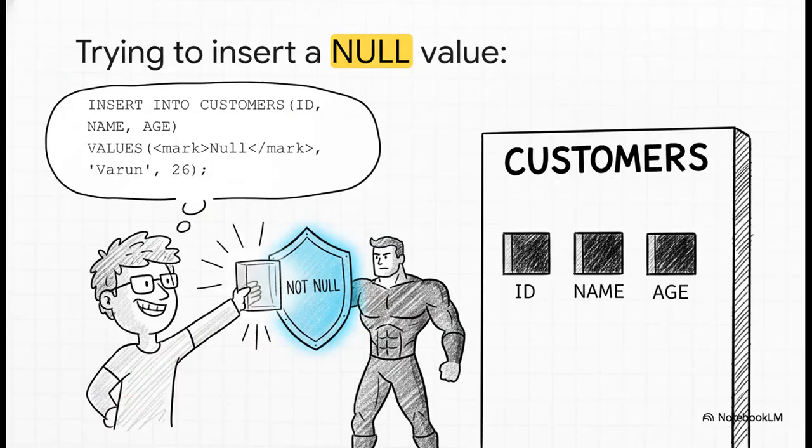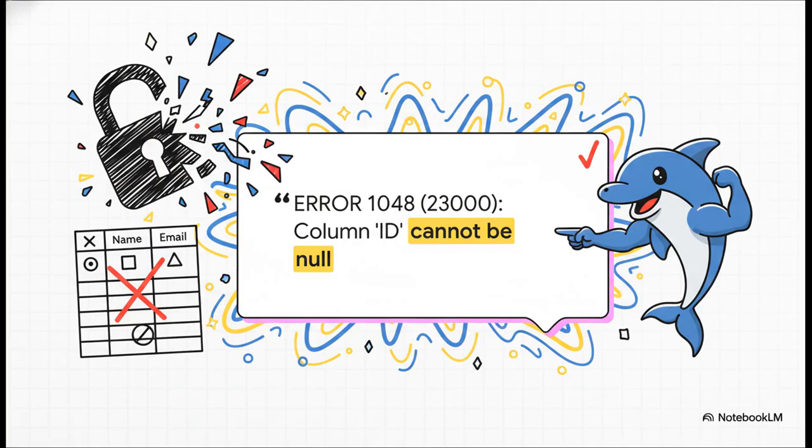Simple as that. So what happens when some rogue code tries to break this rule? Let's say it tries to insert a brand new customer but leaves the ID as null. Well, our little guardian here is going to step right in. And bam! Access denied. MySQL immediately throws a very specific, very clear error, telling you column ID cannot be null. The NOT NULL constraint did its job perfectly. It protected the integrity of our table.